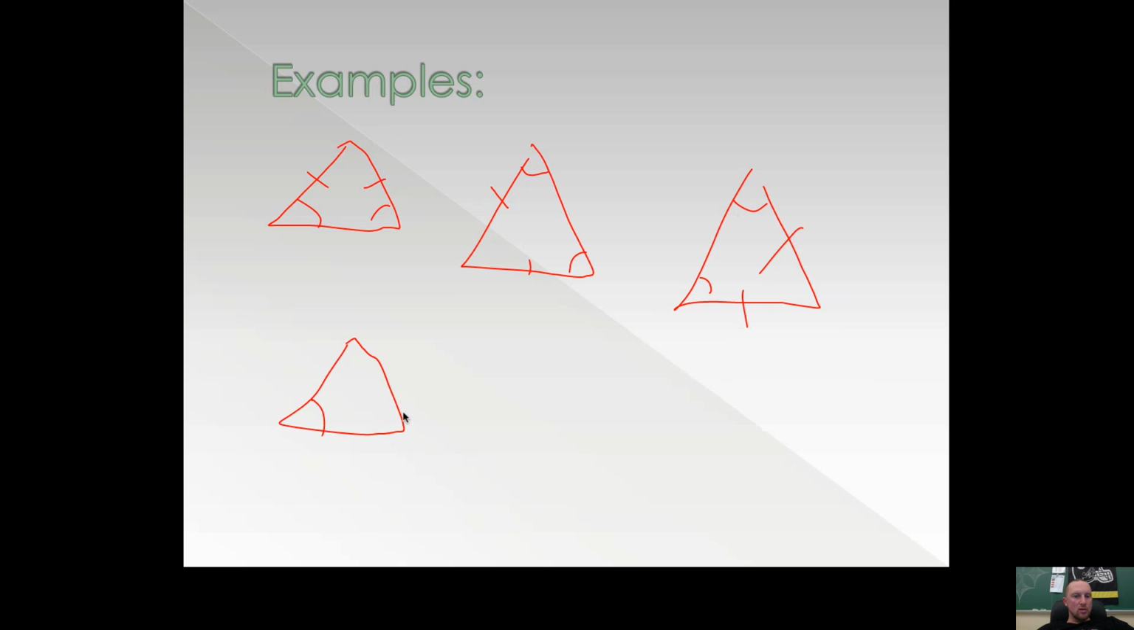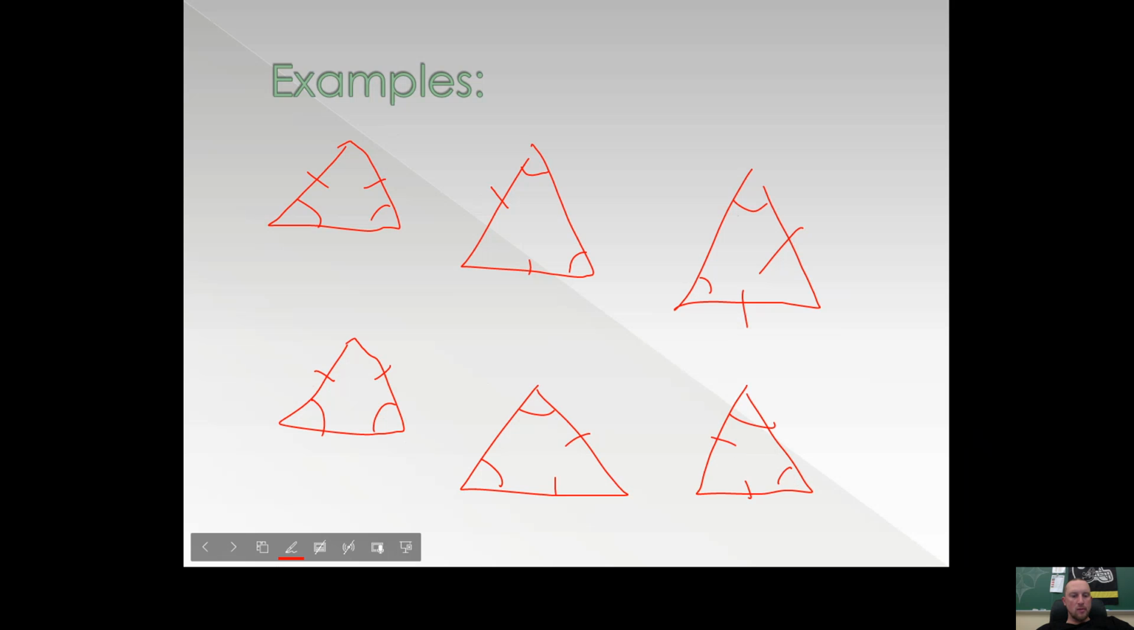We'll do the same thing with the converse. If you have congruent angles there, these are your legs. If your congruent angles are here, those are your legs. If your congruent angles are here, those are your legs.